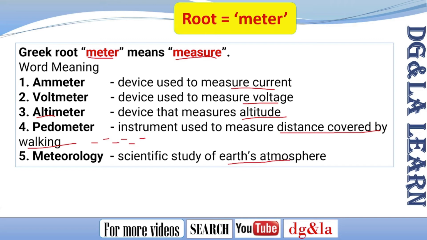And the next one is meteorology, which is the study of Earth's atmosphere. So we have the other root also, the logy, which means study, and meteor, more in terms of meter. Meteorology is the scientific study of Earth's atmosphere. The science that deals with the study of the atmosphere, its phenomena, especially the weather and its forecasting. All those come under meteorology.